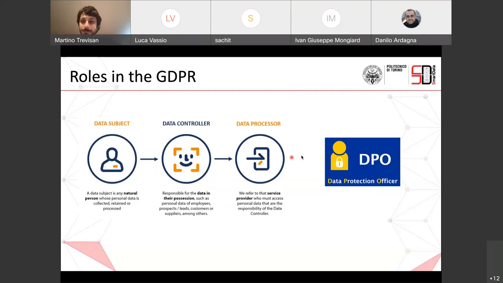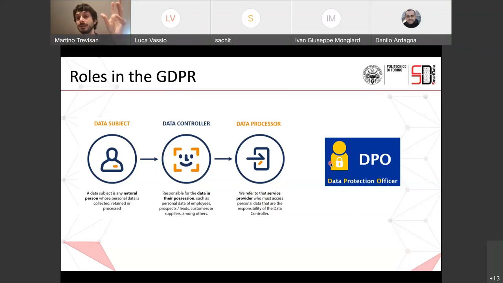on behalf of a controller. And also, companies must have a DPO, a data protection officer, who is an employee of the company and must surveil the respect of the GDPR and collaborate with the management of the company to ensure respect of the GDPR, and must also surveil and contact authorities in case of data breaches.